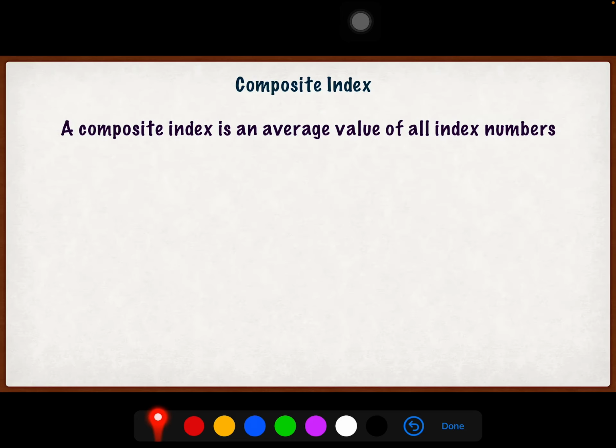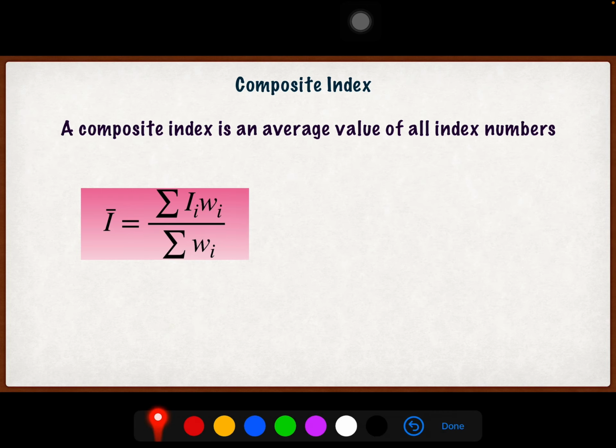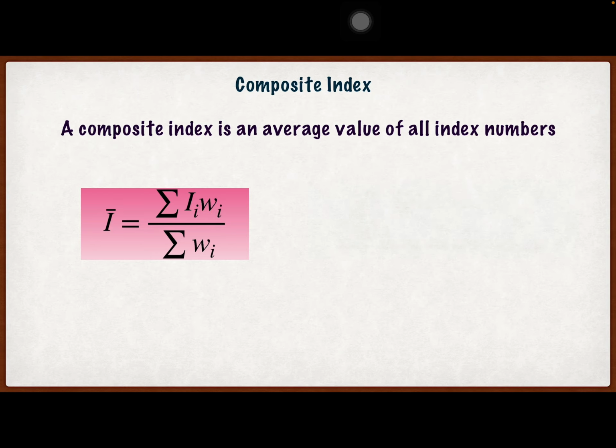Alright, now the next will be the composite index. So a composite index is actually the average value of all index numbers. So the formula on finding the composite index, we will use capital I with a bar above the capital I. So this is the symbol or notation used for composite index, where it will be the summation of the index number multiplied with its weightage ratio to the sum of the weightages.